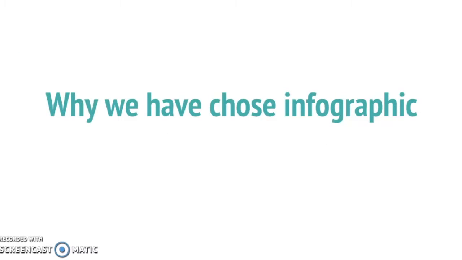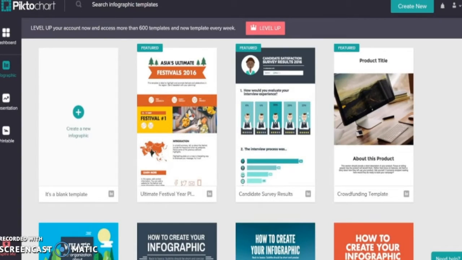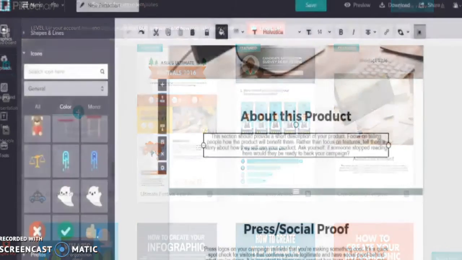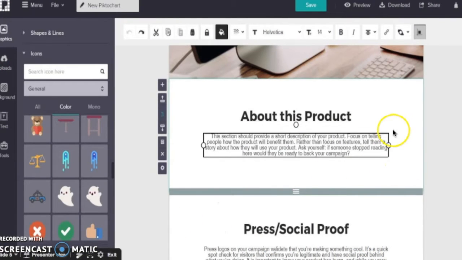So why have we chosen infographic? We have chosen infographic because it is easy to use, and there are hundreds of templates that we can use, which will help us to make our infographic easier. Also, it was very easy to use, like putting images. There were some instructions about how you can put images or text or that kind of stuff, and it was easy to show our information in graphs, numbers, and in simple forms, such as using emoticons.